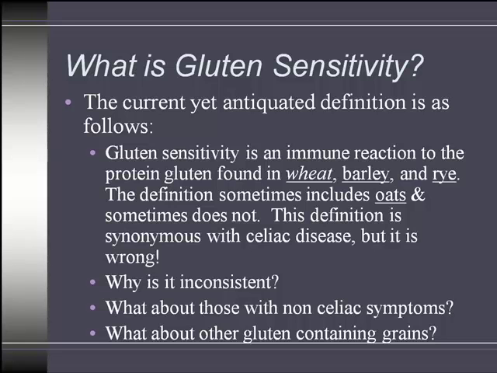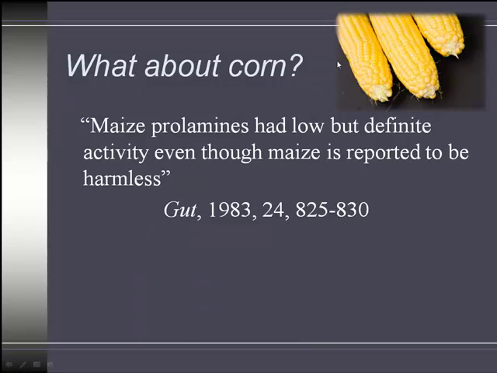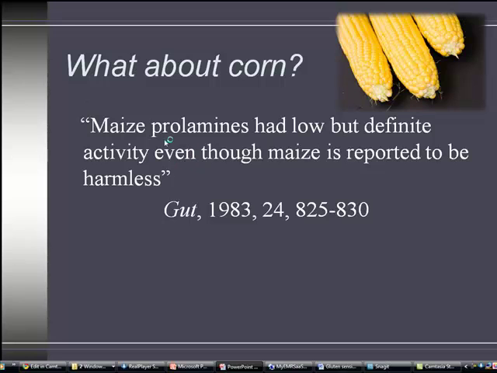Okay, as we go to the next slide, you can see here I've just listed some research about some of these other grains, so that you can see there is some thought in the literature about these other grains as being potentially harmful. As you can see here, maize prolamines had low but definite activity, and this activity is inflammatory activity, even though maize is typically reported to be a harmless gluten.